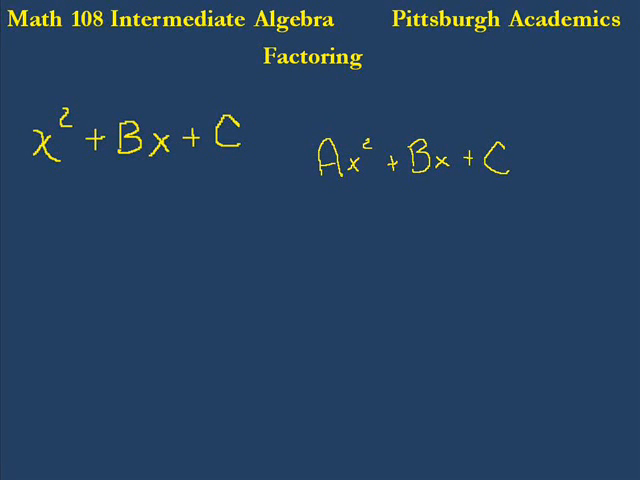Okay, this is intermediate algebra factoring. First thing we're going to start off with here is looking at two different types of equations. One's trinomials that begin with 1 and trinomials that begin with a number greater than 1. And here the A would signify a number greater than 1.